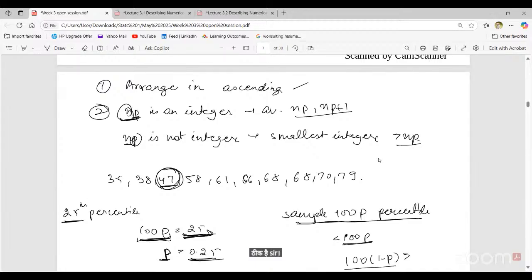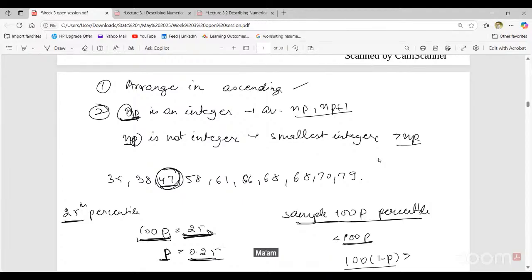Ma'am, is range always Q3 minus Q1? In this data, what is the maximum value? Shweta, you tell me, what is the maximum value in this data? 79. And what is the minimum value? 35. Right, so that's the maximum and minimum value.